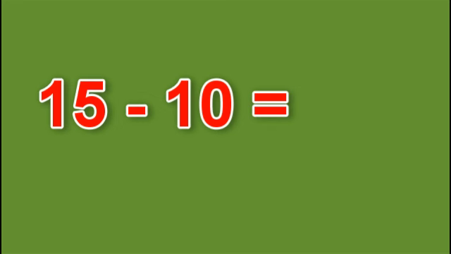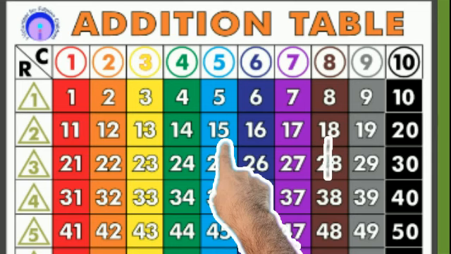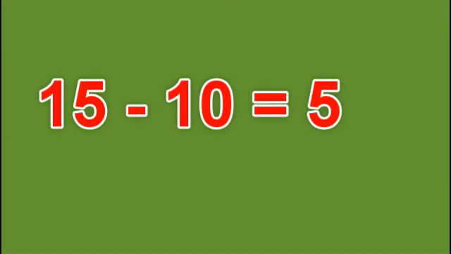What is 15 minus 10? 15 minus 10 is the number above 15. 15 minus 10 is equal to 5.